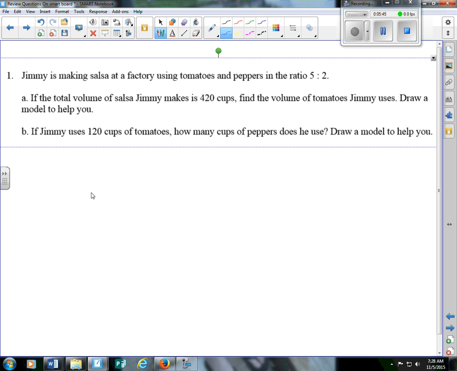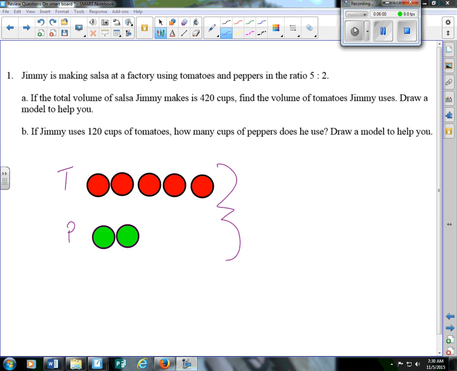Jimmy is making salsa in a factory with peppers and tomatoes in a ratio of 5 to 2. If the total volume of salsa Jimmy makes is 420 cups, find the volume of tomatoes Jimmy uses. Draw a model to help you. I'm going to pause this and put my model up. Okay, because it says that the total volume of the salsa is 420, I know that this whole model must equal 420. It says find the volume of the tomatoes Jimmy uses. So we have to figure it out.